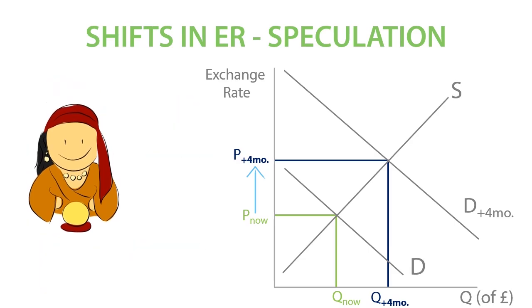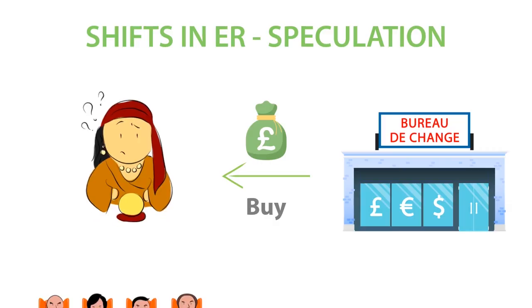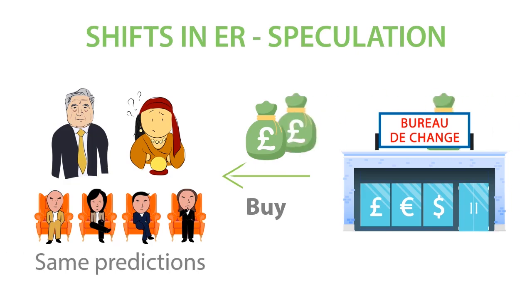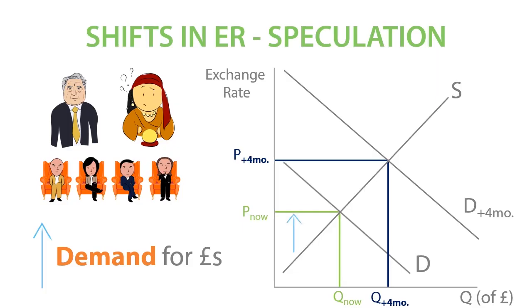Since you know there'll be an appreciation in 4 months, you can buy pounds now while the exchange rate is low and sell them when the exchange rate increases, leading to a tidy profit. So you start buying pounds now to sell them in 4 months' time. But you're not the only one with the idea. Investors from all over the world are also trying to make a profit by speculating over exchange rates, and many of them will make the same predictions. So they'll start buying pounds as well, which increases demand for pounds now, which means the pound will appreciate now.